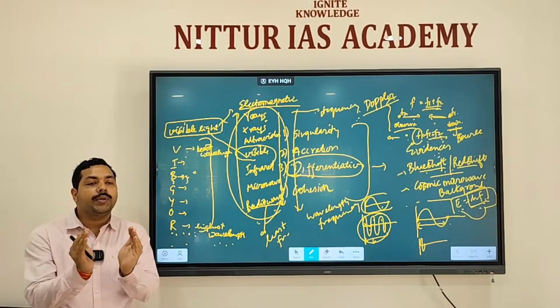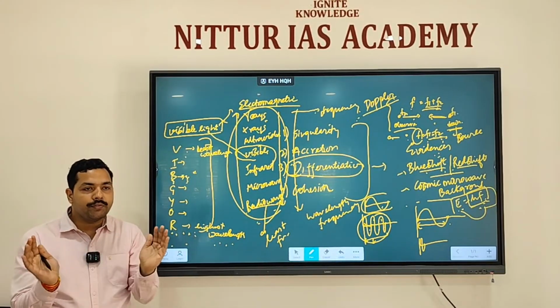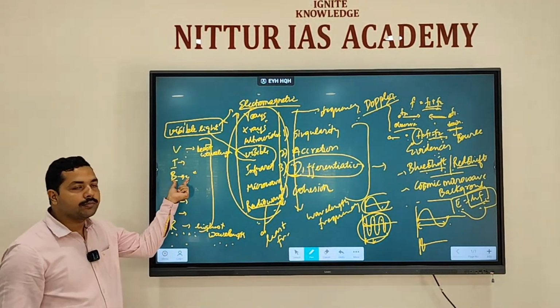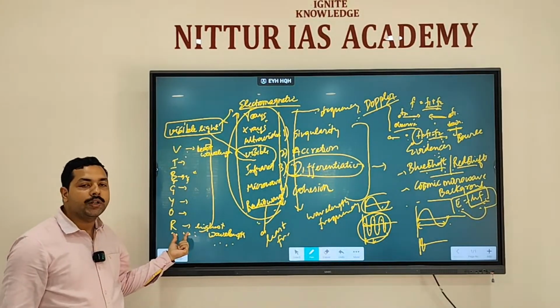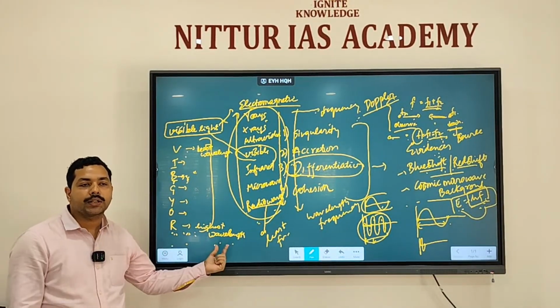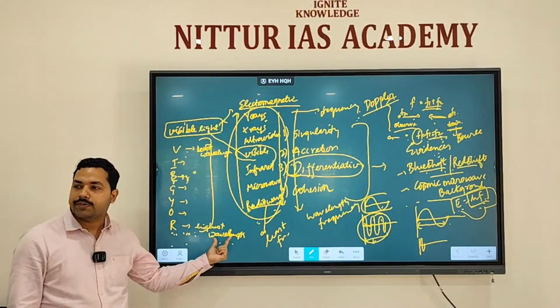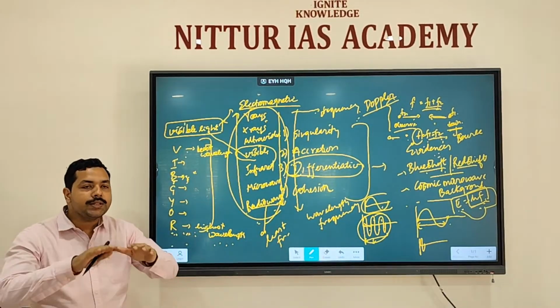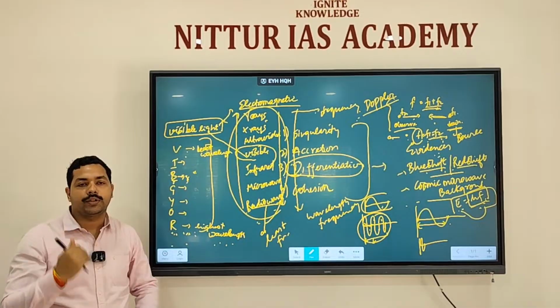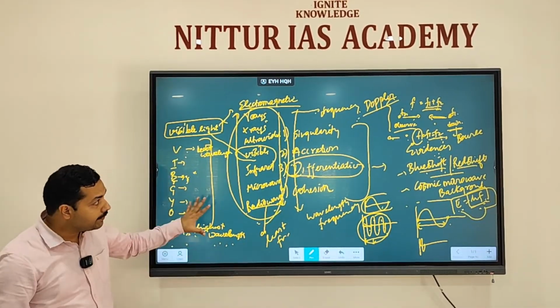So when things are coming together, the frequency gets added up and you will see a blue shift. When things are moving away, the frequency gets subtracted and you will see a red shift, because red shift means lesser frequency and blue shift means higher frequency. Clear? So these are the evidences we are seeing.